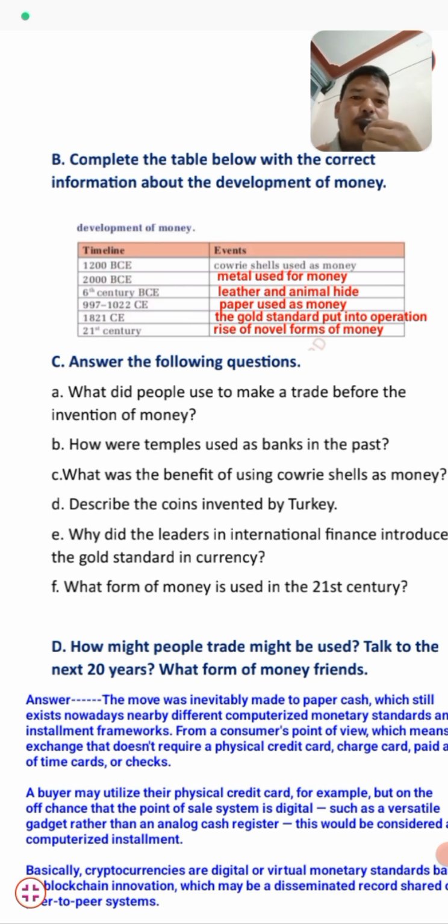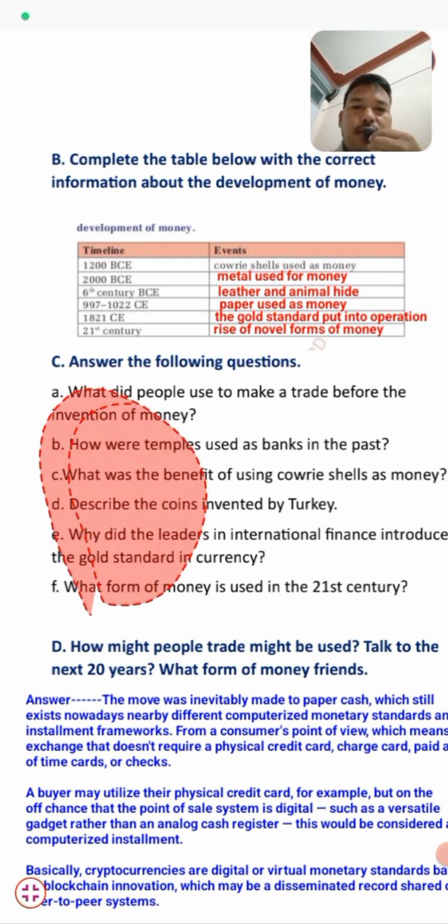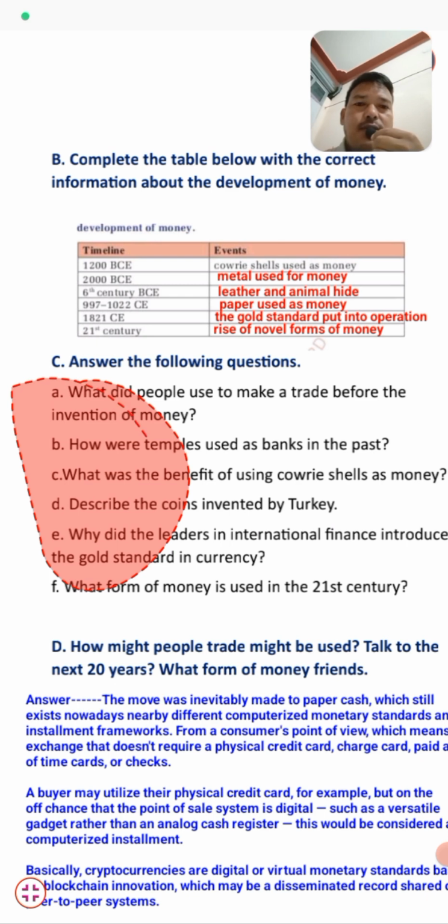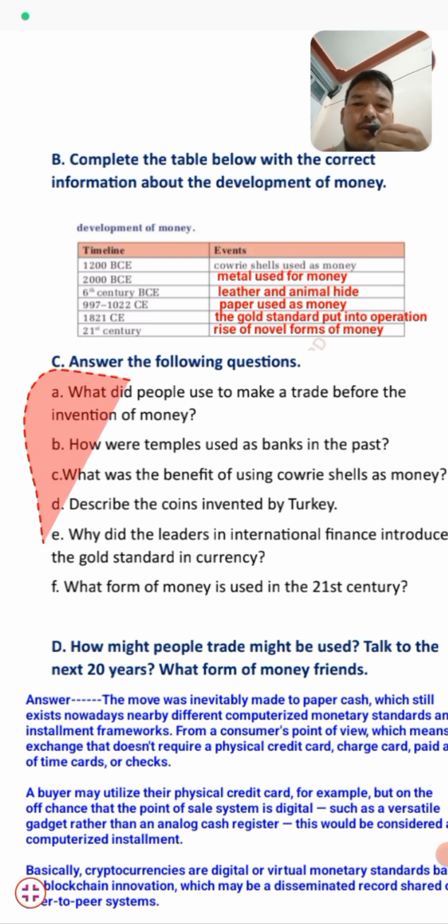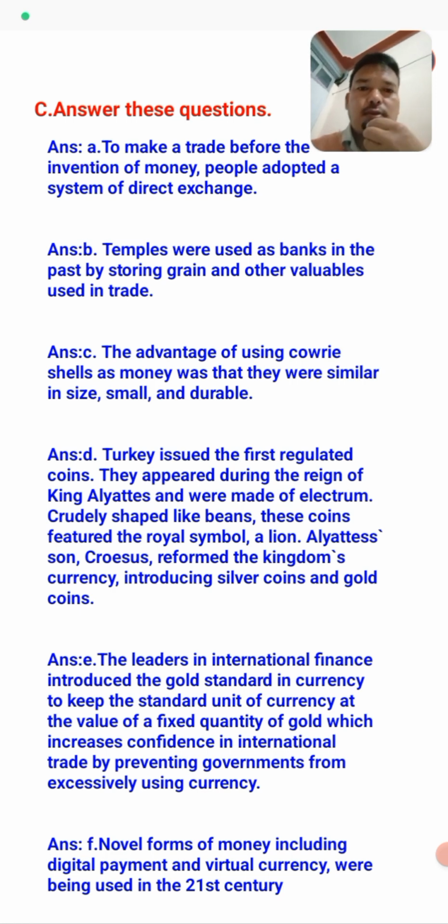We talked about it here, and now it's C number, the next one: answer the following questions. Students, the questions are given here, and you have to answer these. If you have studied the text very carefully, I hope you will be able to answer all these questions. Anyway, students, I have written all the answers to the questions. Have a look at the answers and you can write from there. Here are the answers to these questions, students.